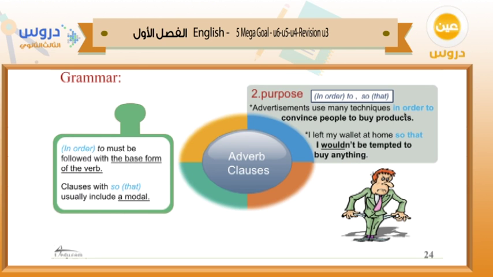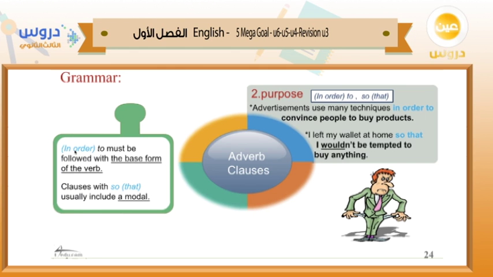So that. If you notice here, the bold clause indicates there is a purpose. Why do I do that? Because there is a purpose that I tend to reach. So the purpose here is in order to convince people to buy products, and so that I wouldn't be tempted to buy anything. This is the purpose.